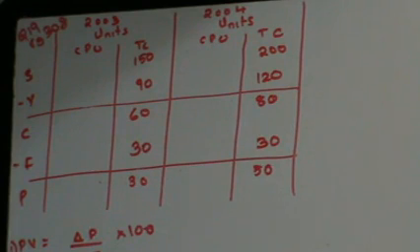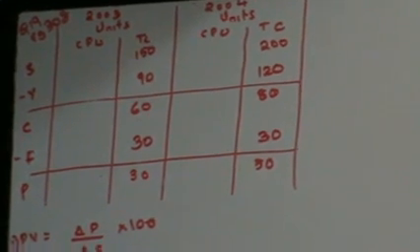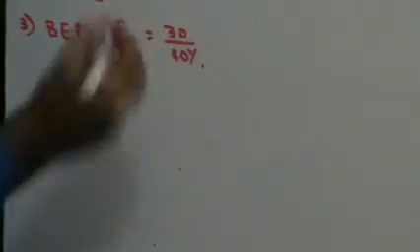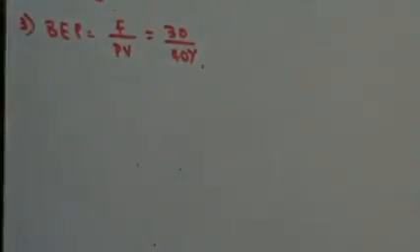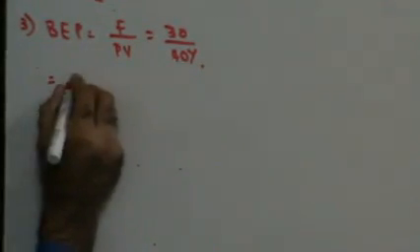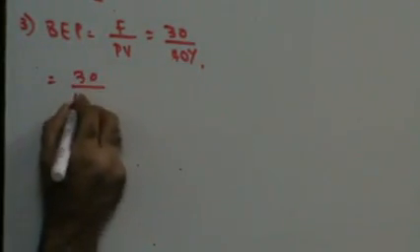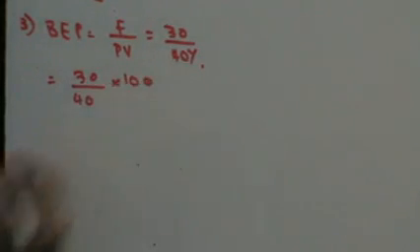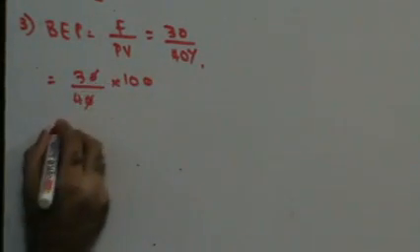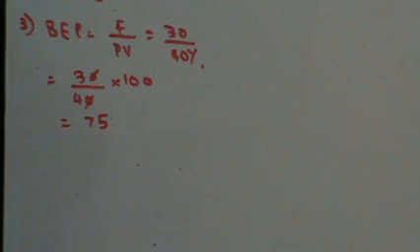Now, they've asked you to find out break-even level of sales. BEP. BEP is F upon PV. F is 30 upon PV, 40%. Someone please calculate and tell me. 30 upon 40 into 100. 75. So that is going to be my BEP.